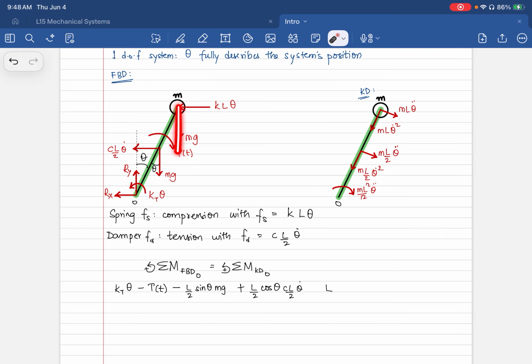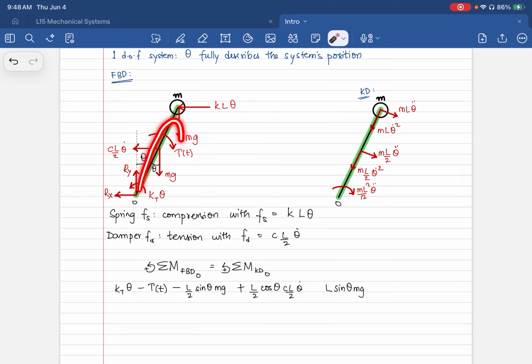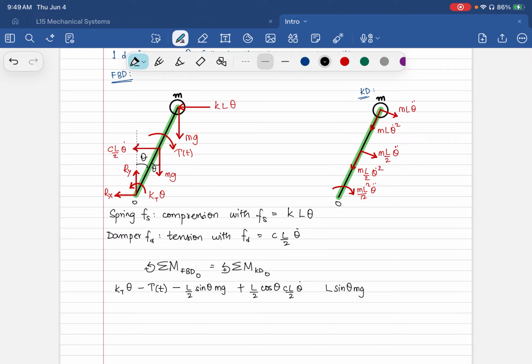So there's the line of action of the force. You're looking for this distance. This is L sine theta. Is it positive or negative? It is going into the plane, which is opposite of what we define as positive. This is minus.